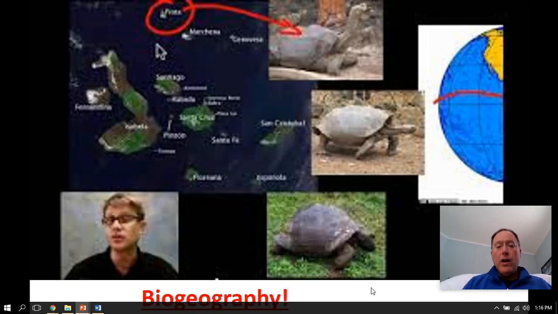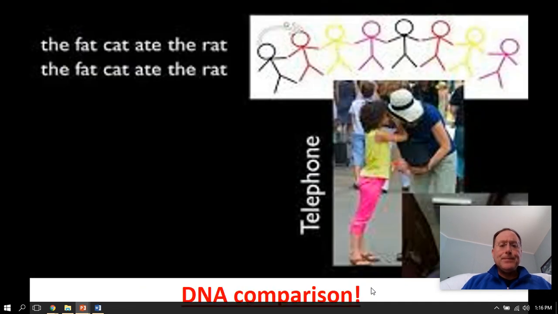The first one's biogeography. That's just using life and where it is in order to make conclusions evolutionarily, like the relatedness of the turtles or the birds on the Galapagos Islands, and then their unrelatedness to other organisms, even in Ecuador, which is the closest landmass to them. So make sure you take a look at that.